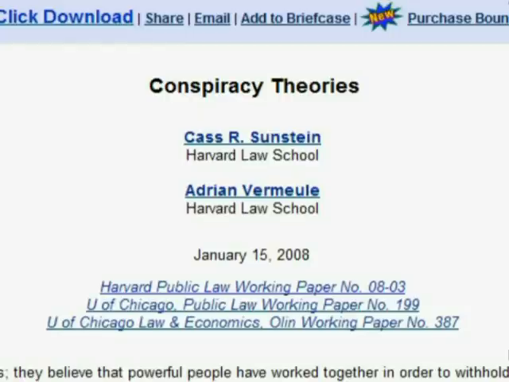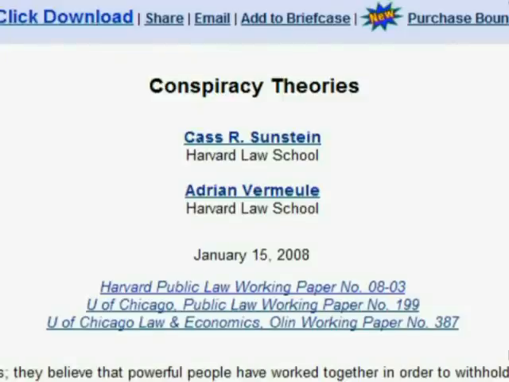Sunstein and Vermeule cite 9/11 conspiracy theories as the central topic of their article, though they occasionally make references to other conspiracy theories, real and imagined. The article is a long one, and there are many pages worth of quotes relevant to our topic here. So to keep this video condensed, I'll offer a summary of the key points of the article while keeping direct quotes to a minimum.